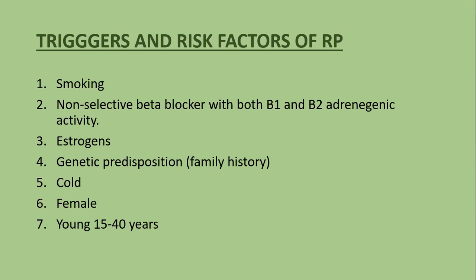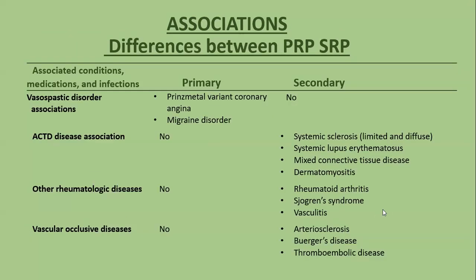Cold will trigger it. Female gender will trigger it. And young people, 15 to 40 years, are also predisposed to primary Raynaud's phenomenon. Associations: again, the differences between primary and secondary Raynaud's phenomena. Lots of associated conditions are seen with secondary Raynaud's phenomenon, but they are not seen in primary Raynaud's phenomenon.